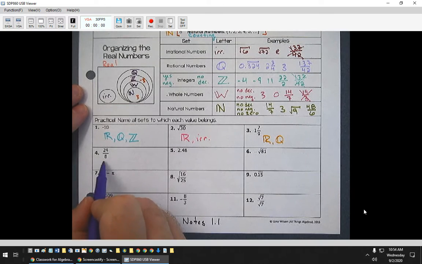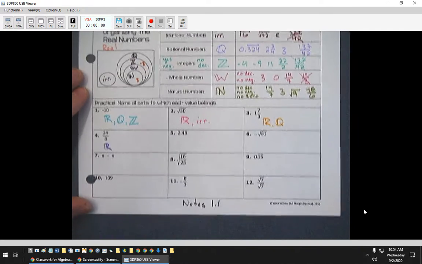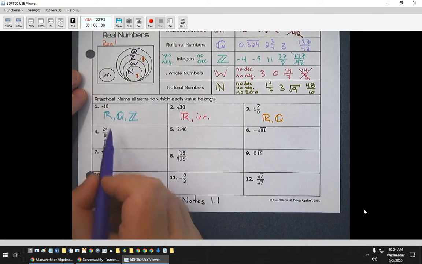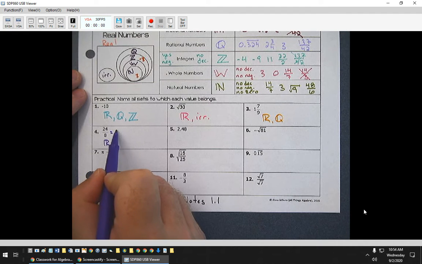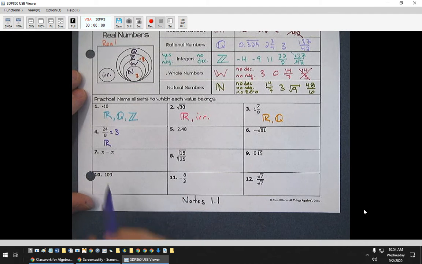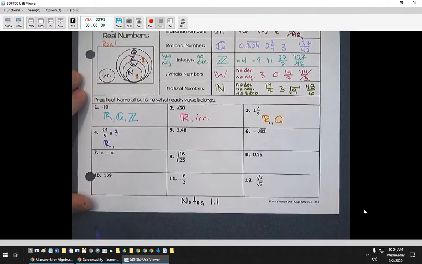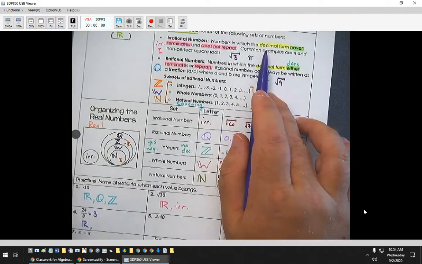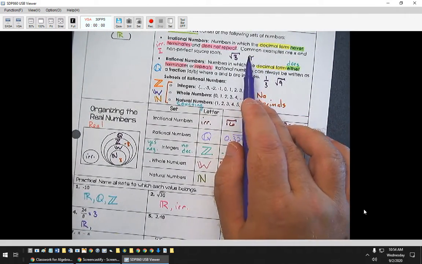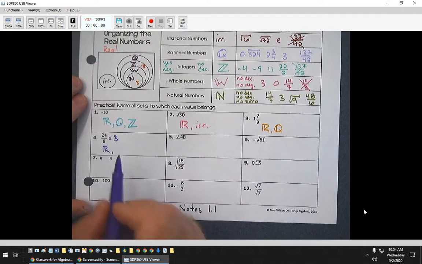First of all, everything's a real, so I can just get that over with. Now, 24 divided by 8, can you clean that up? 24 divided by 8 is the number 3. Oh boy, so this is going to be a lot of things. Does this terminate or repeat? Yeah, it terminates, it stops, it's 3. So this is a rational.